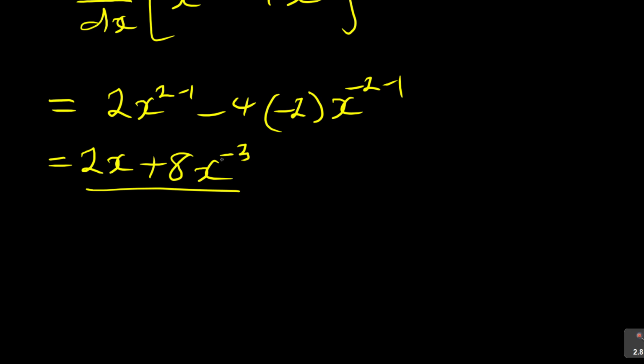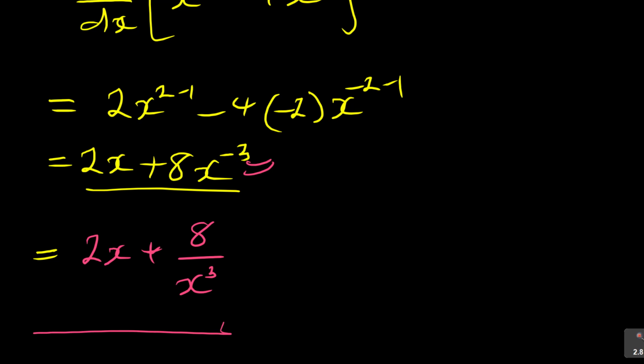If you want to get rid of that negative, you can continue, but I told you this is done. But you can move on to say 2x plus, because this negative, to remove it, you put it at the bottom here, x to the power 3, then the 8 will remain on top.